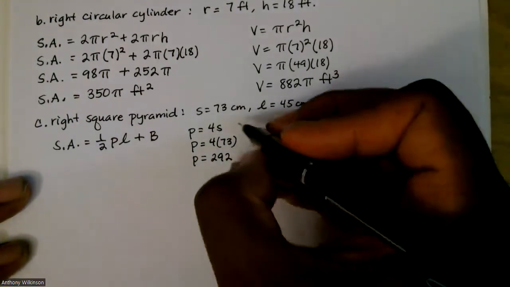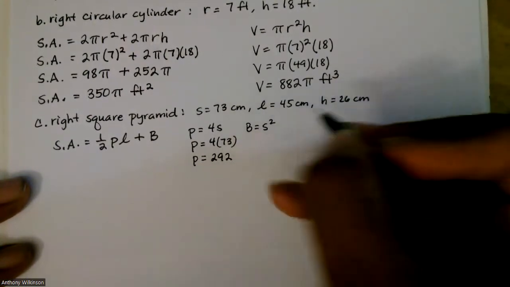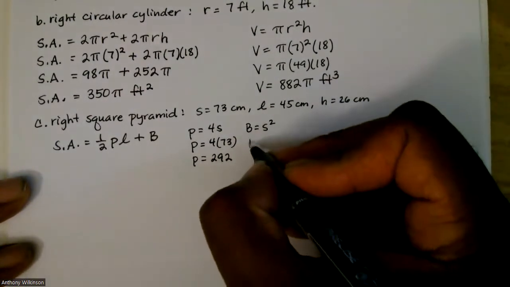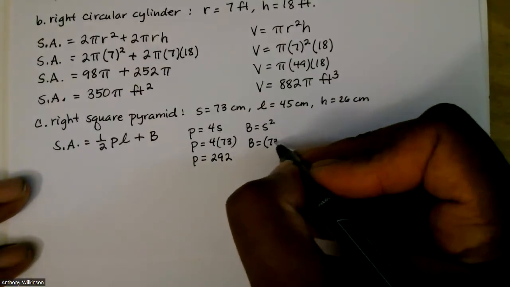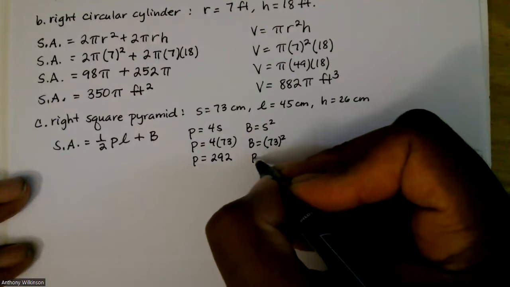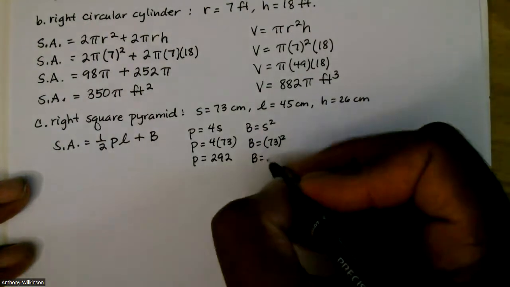All right. Now for the area of the base, which is a square. That's going to be side squared. And the length of the side is 73. Square that, you'll get 5,329.